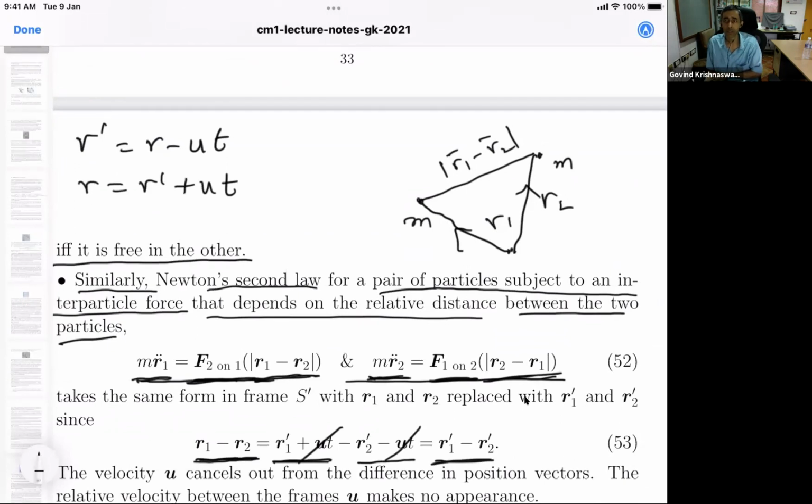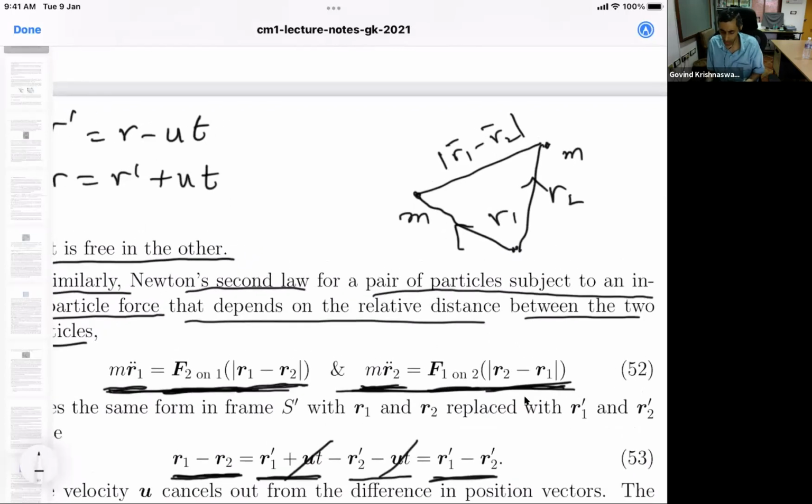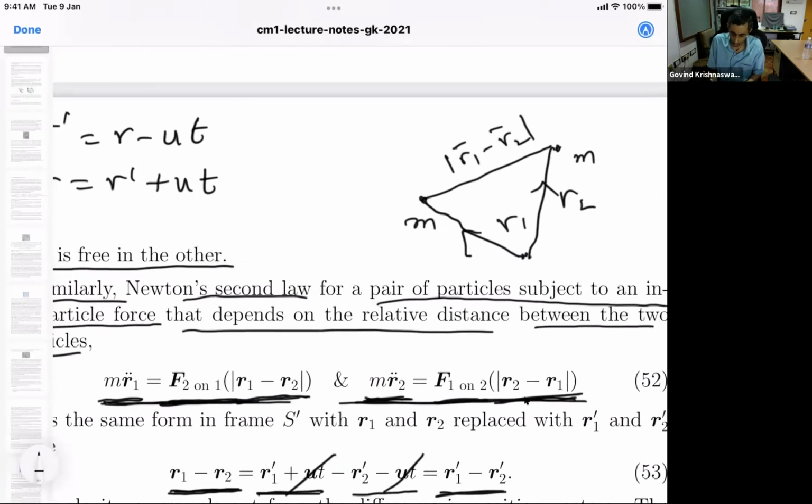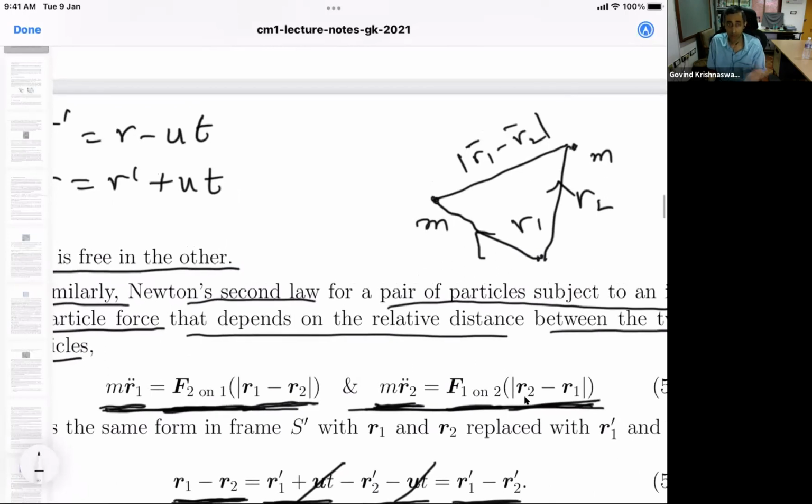And therefore, if the force depends only on the displacement between the two particles or on the magnitude thereof, then the equations of motion will take exactly the same form in the two frames. In the primed frame, you would have exactly the same equation. I can write it here: m r1 prime double dot, because r1 prime double dot and r1 double dot are one and the same, which we discussed earlier, will be given by the same force, F2 on 1 of modulus R1 prime minus R2 prime.